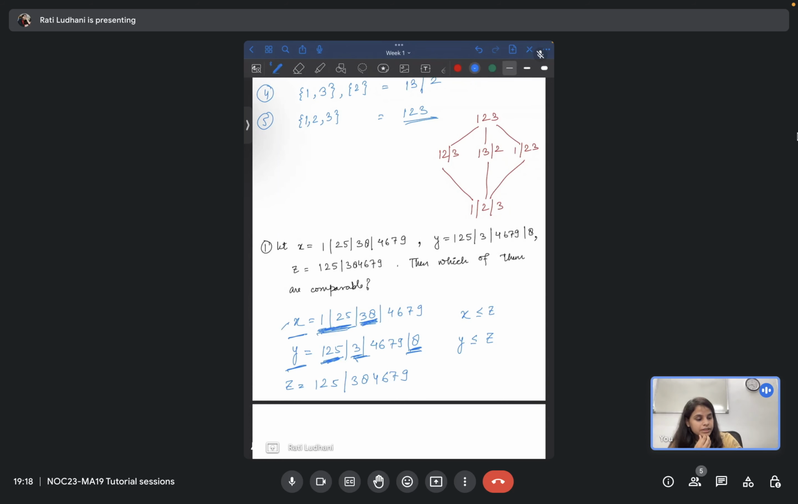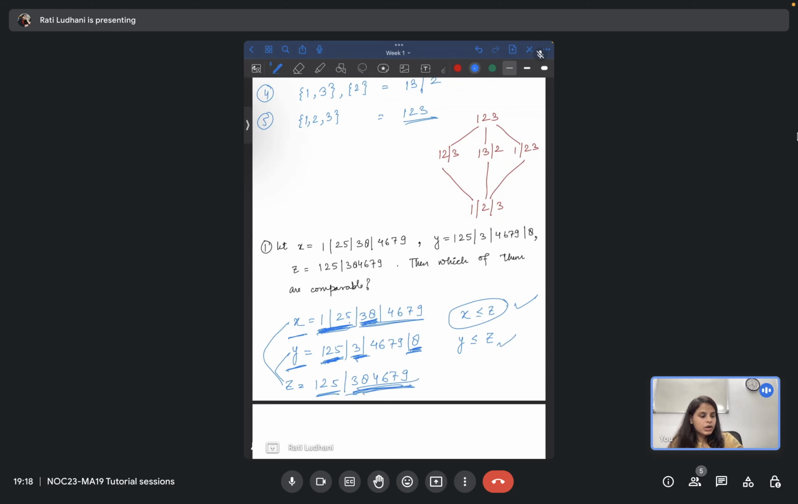Now what about x and z? Here 1 and 2 5 in x forms a refinement of 1 to 5, that's okay. And also 3 8 and 4 6 7 9 is a refinement, and this is in the same set in z, so this is okay. We have checked that x and y are not related, so let's see y and z. So 1 to 5 is the same, okay, and 3 and 8 have been clubbed in z, so that is okay. So y and z are related.